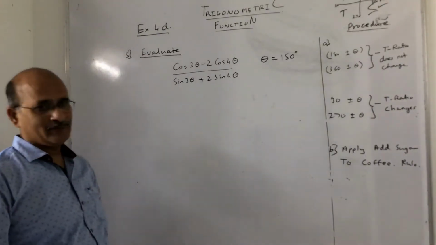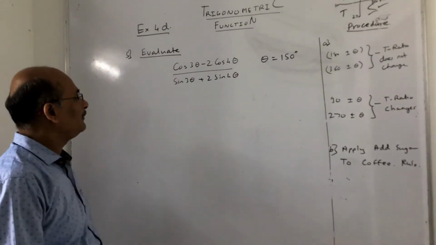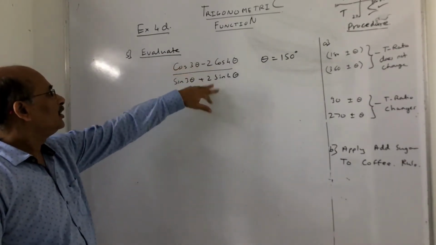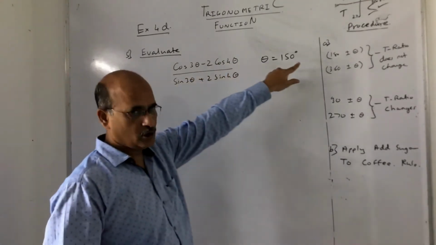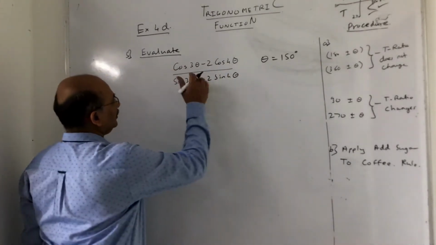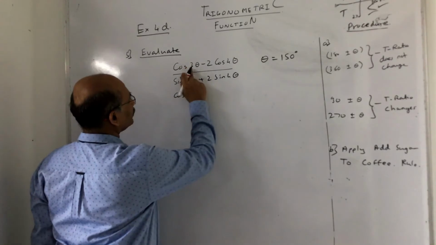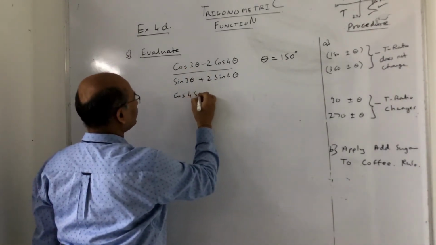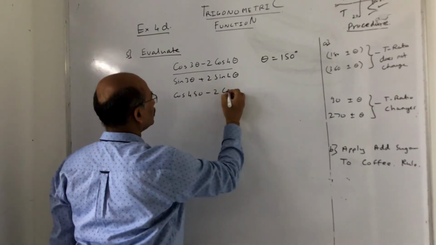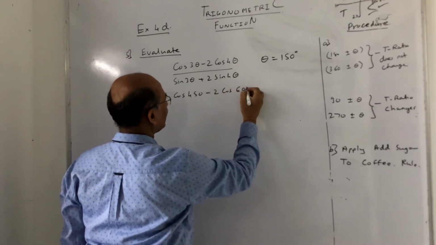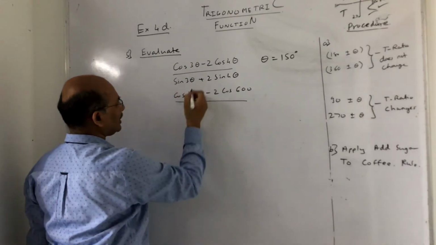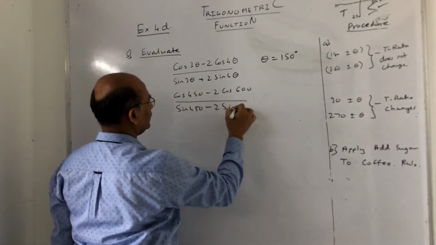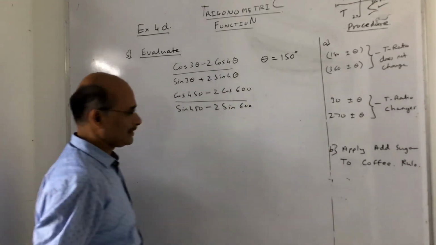Okay, let's take another example very similar to the previous one, but in the previous sum they had given specific angles. Here the expression is given in terms of theta, and the theta value is given to you already. So basically it's not a big deal. So this is cos of 3 into 150, which will become 450, minus 2 cos of 4 into 150, which is 600, upon sine 450 minus 2 sine 600. As simple as looking at this.